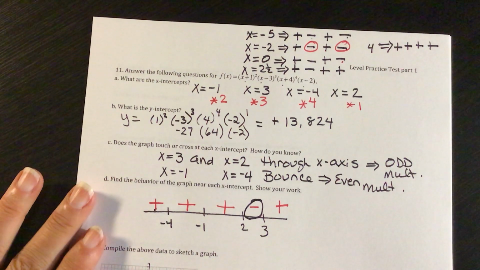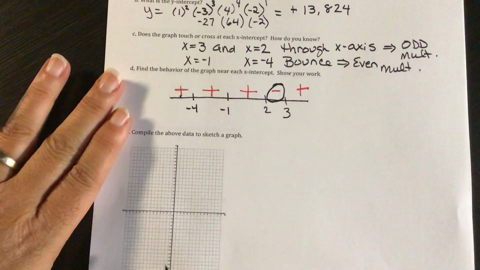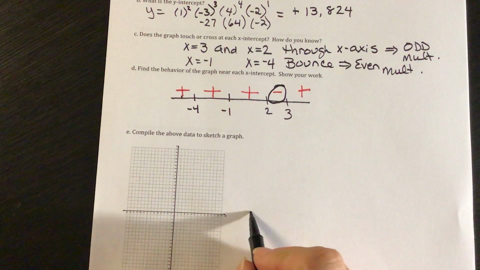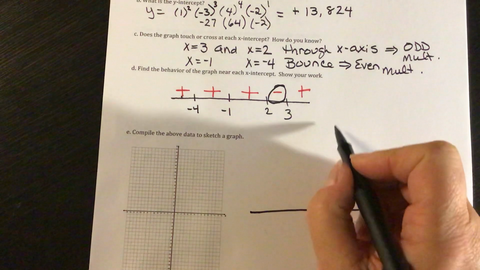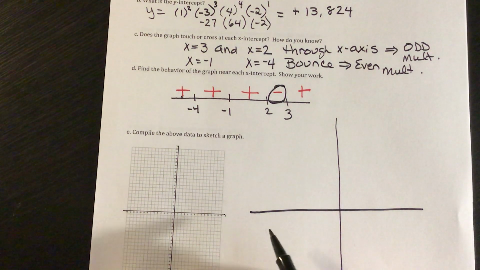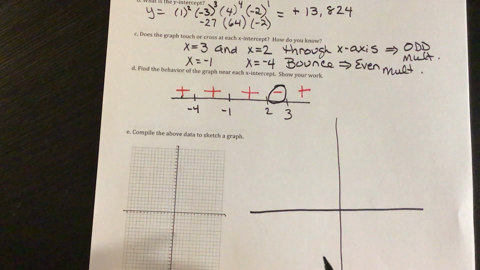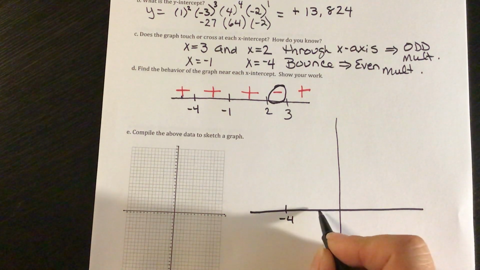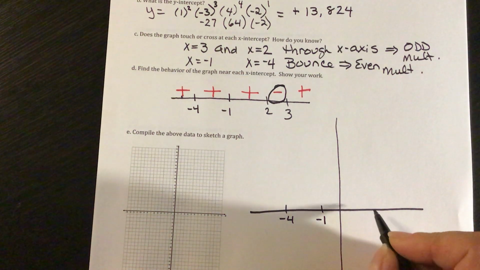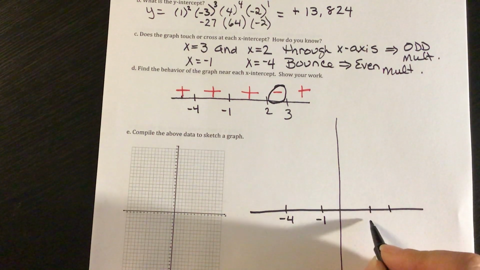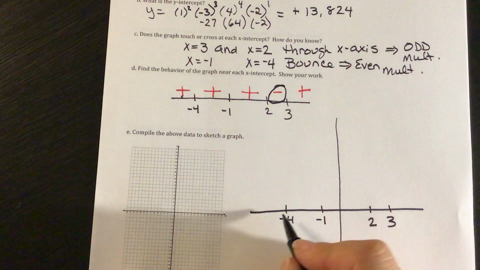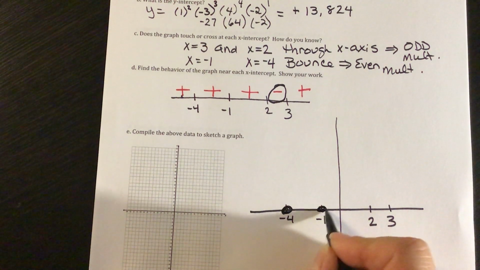Well, I don't like this graph paper that they gave us. It's really hard to see our points, so I'm just going to make another graph over here. Okay. And I'm going to basically plot the same things. I have -4, -1, here's 2 and 3. Okay, so I know these are my zeros.